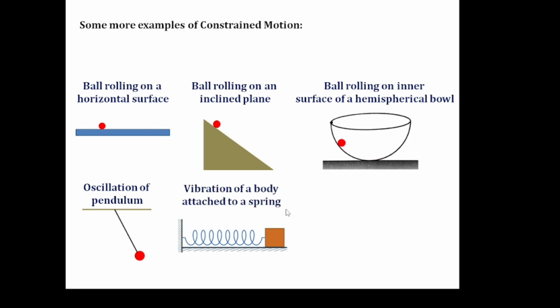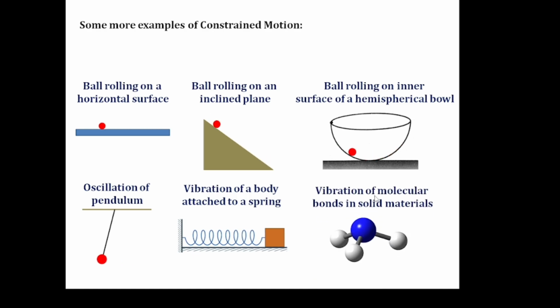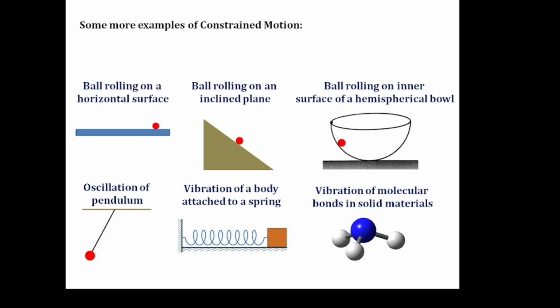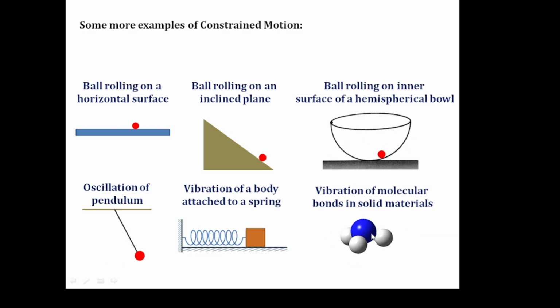Now the vibration of a spring. If a body is attached to a spring, because of this spring and its restoring force, the body or the object is forced to move along this particular direction. And the last one is vibration of molecular bonds in a solid material. In solid materials, the molecular bonds are like springs, and the molecules are forced to move along a particular direction because of these molecular bonds.